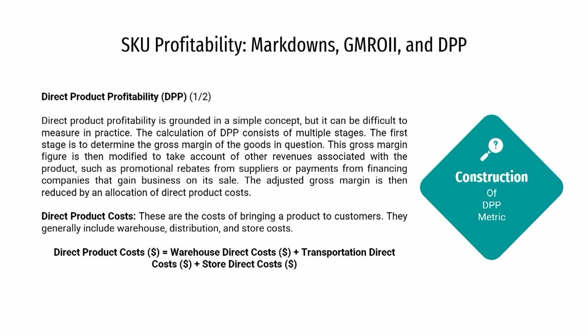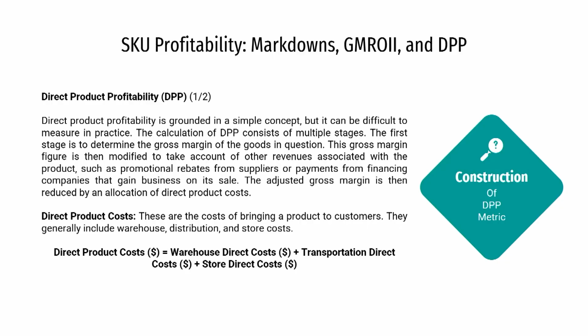They are giving you a rebate, they are giving you something because you are facilitating their usage of credit cards. The adjusted gross margin is then reduced by the allocation of the direct product cost. So, it has three components. One is the gross margin, then other incentives associated with the product, and then the direct product cost. The first two parameters will be plus and the last parameter will be minus.